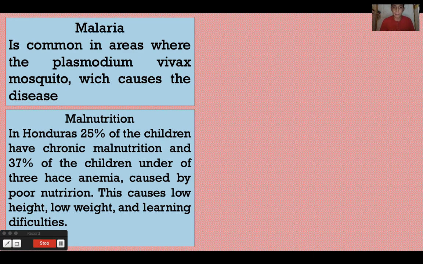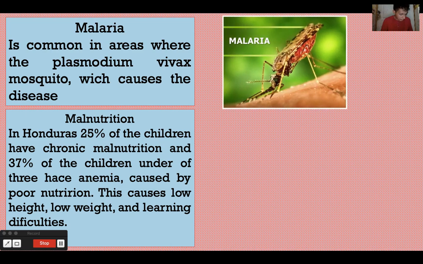We have malaria. It says malaria is common in areas where the Plasmodium vivax mosquito, which causes the disease, lives. This disease usually develops currently, and 30%, it says, of the reported cases have been minimized. Okay. This malaria attacks about 30% of people. But in a good way, this disease or illness has been lower these years forward.